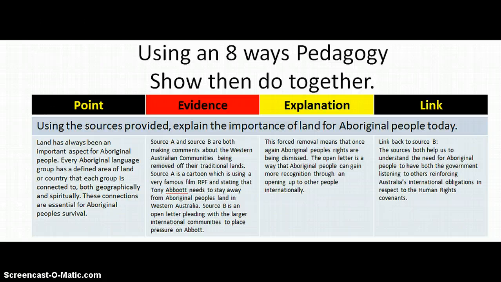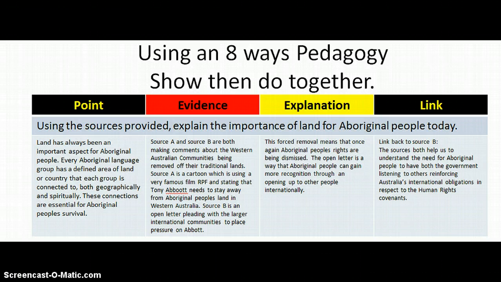Okay, so using the question, which clearly states using the sources provided, explain the importance of land for Aboriginal people today, we're going to use the Peel approach. That is, point, evidence, explanation, and link.